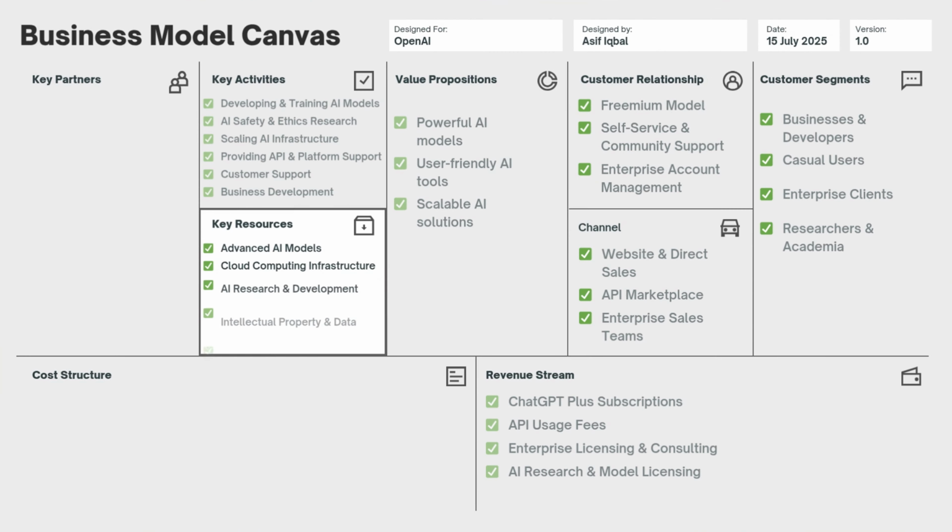So as you see here, the key resources play a vital role in OpenAI's ability to deliver value to its customers. Without powerful AI models, there would be no chance for ChatGPT or API services to do anything. Without cloud infrastructure, OpenAI would not be able to serve millions of users worldwide. And without a highly skilled research team, AI innovation would stagnate. So for any business, securing and optimizing key resources is essential to maintain a competitive advantage and also ensure long-term success.